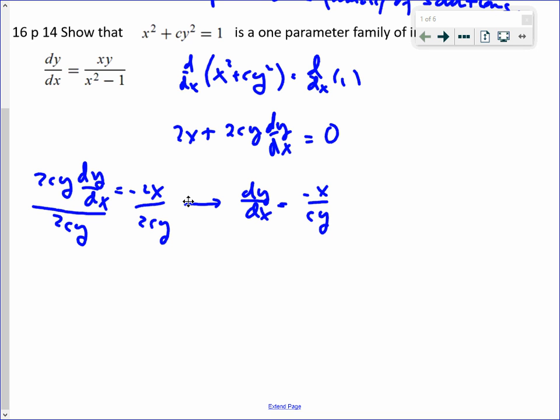Somehow I need to transform this fraction we have for dy dx into the one that they're asking us about, xy over x squared minus 1. Well, since the dy dx up here has an x times y in the numerator and not a negative, let's multiply by minus y. Of course, if I multiply on the top by minus y, I have to multiply on the bottom. So this gives me an xy in the numerator, which is what I want. Now the denominator says cy times negative y. That's going to be a negative cy squared.